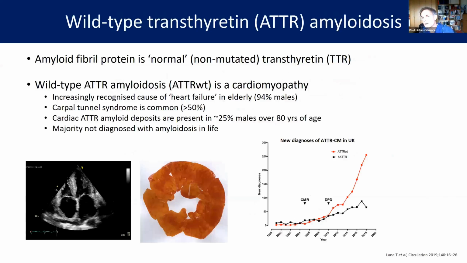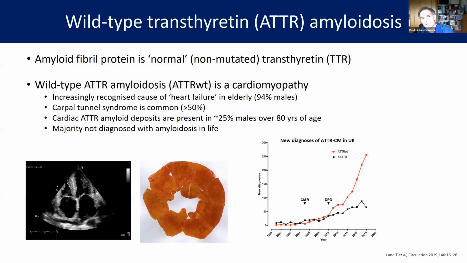Wild type ATTR amyloidosis, as we said, the amyloid protein is normal, non-mutated transthyretin, and the predominant organ that's affected is the heart. It causes a cardiomyopathy, a heart condition. And it's an increasingly recognized cause of what doctors call heart failure. It's a horrible word, but essentially heart failure is breathlessness related to a problem with the heart. And it typically affects people over the age of 50.